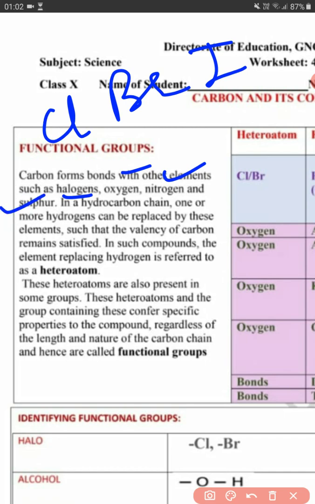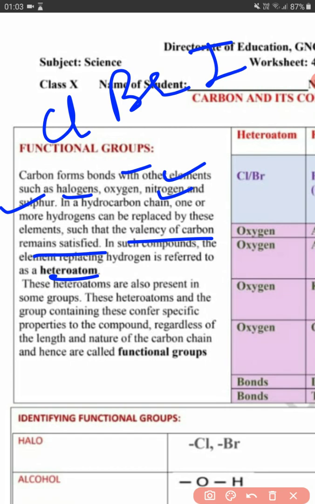So in a hydrocarbon chain, when hydrogen atoms are replaced by some other elements, as we have just said, halogens, oxygen, nitrogen and sulfur, in such a way that the valency of carbon remains satisfied, these elements which are replacing hydrogen atoms are known as heteroatoms.